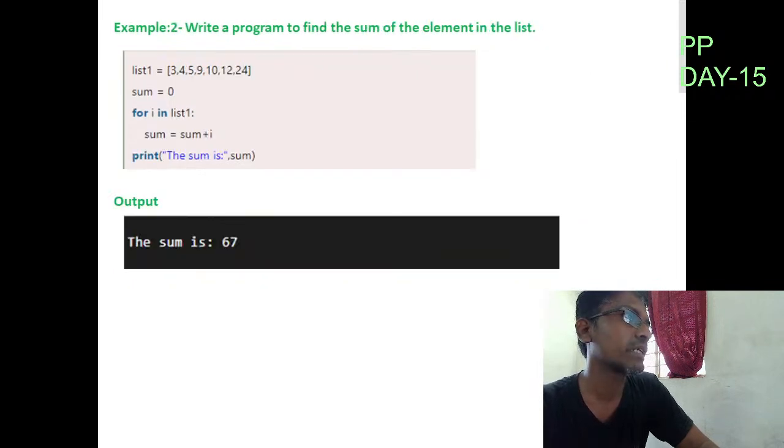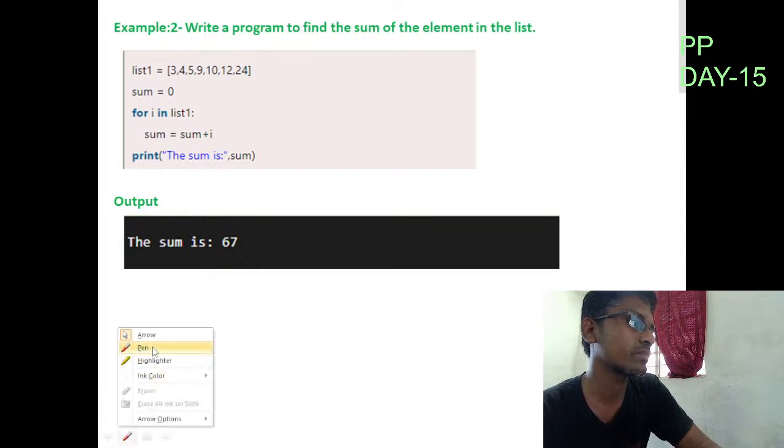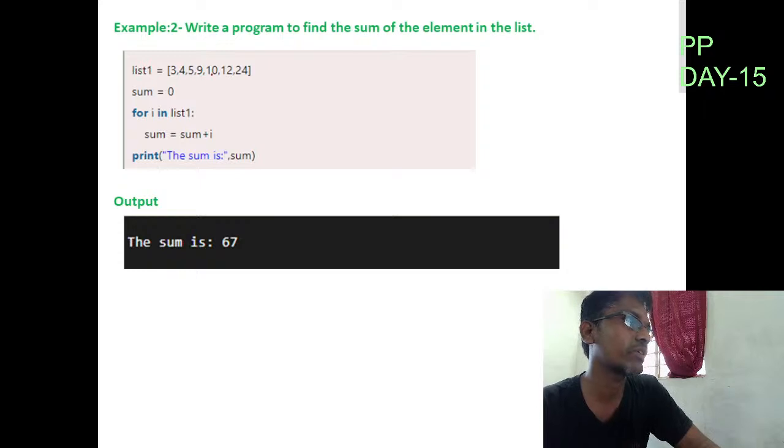And the next one is: write a program to find the sum of the elements in the list. So I want to perform the sum of the elements of the given list. That is list 1 is equal to 3, 4, 5, 9, 10, 12, 24, and initially sum is equal to 0, and for i in list 1 colon. Here i is an iterable variable that can be collected from the given list. So that is 3, 4, 5, 9, 10, 12 and 24.